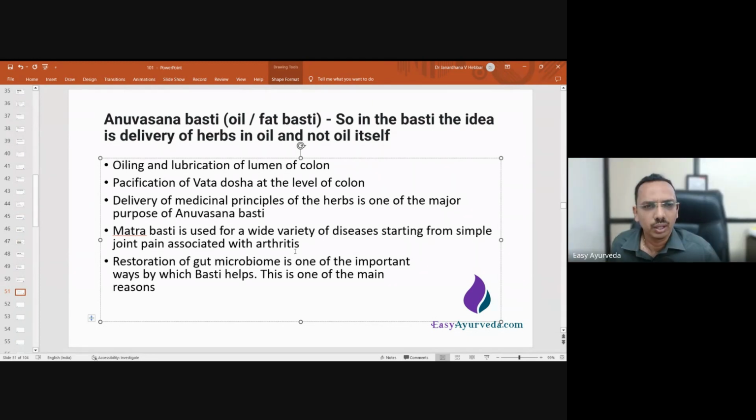And the ways in which Basti acts, I think, are explained as achintya also. One of the ways in which it could be acting is restoration of the gut microbiome, which is one of the main reasons for many autoimmune disorders. And autoimmune disorders, out of many disorders, are one of the big indications for Basti Chikitsa also.